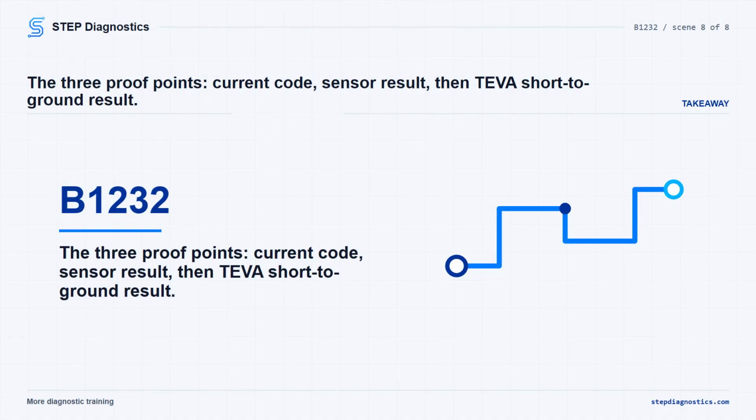B1232 stays gone. The takeaway is simple. Prove the code is current. Check the evaporator temperature sensor correctly. Then use the TEVA short-to-ground test to separate a wiring fault from a climate control unit fault.